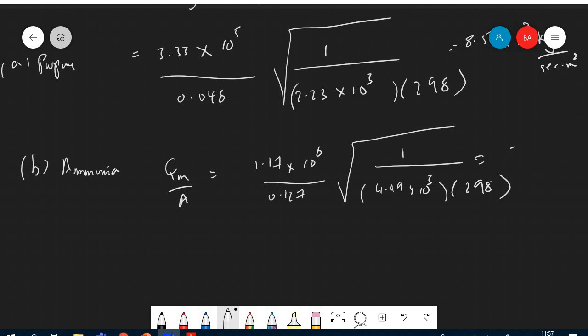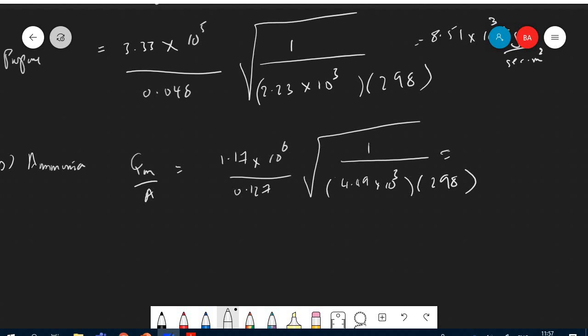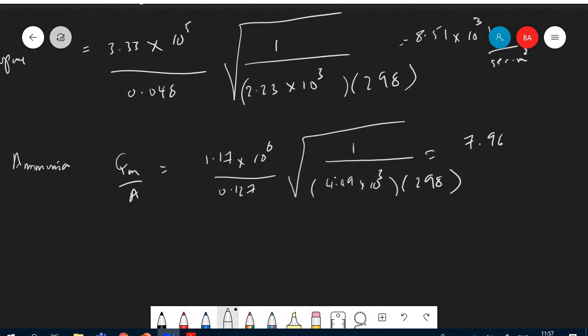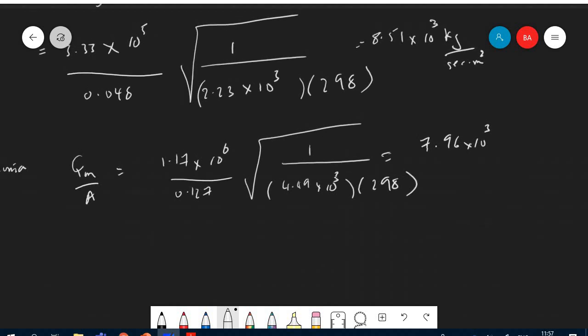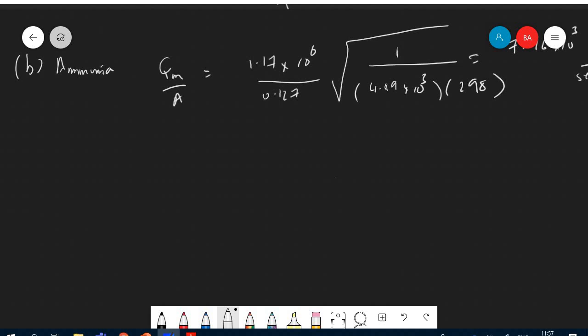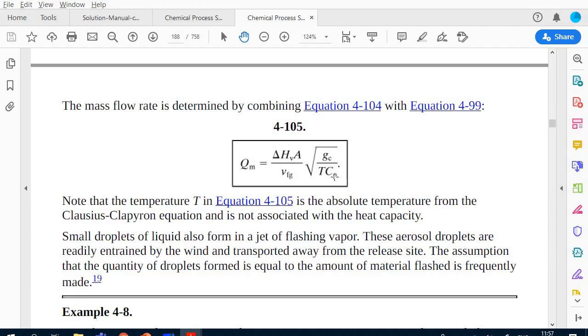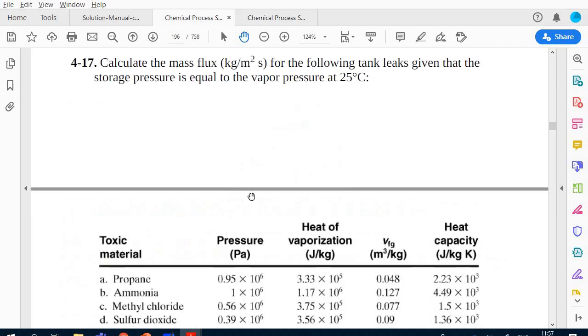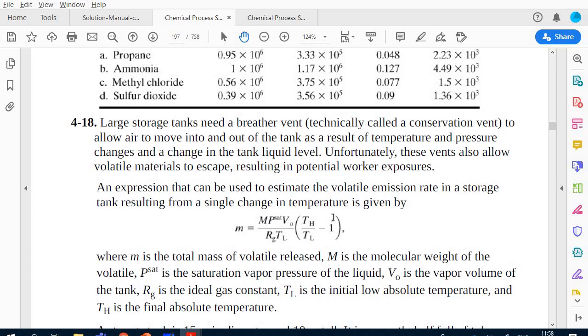So again, Qm over A is equal to 1.17 into 10 to the power 6 divided by 0.127, into 1 divided by 4.49 into 10 to the power 3, into 298. And that is equal to, I have a problem with my handwriting today, 7.96 into 10 to the power 3 kilogram per second meter square. Okay, great. So these were the first two. I think they were straightforward.